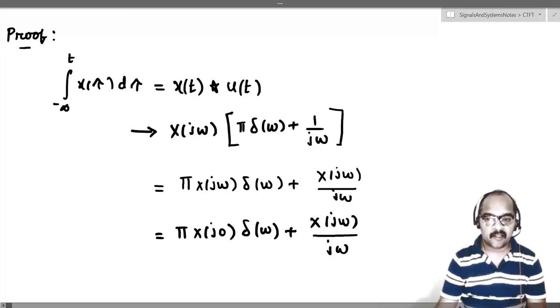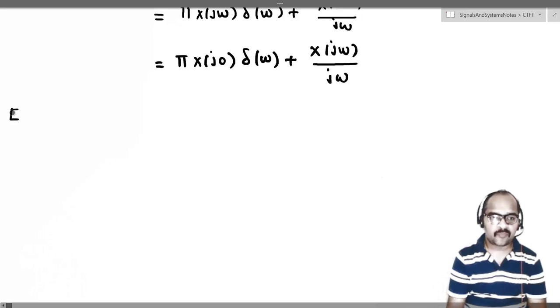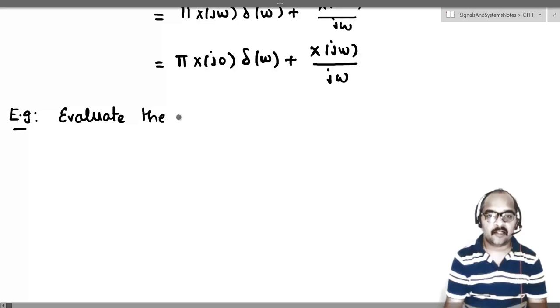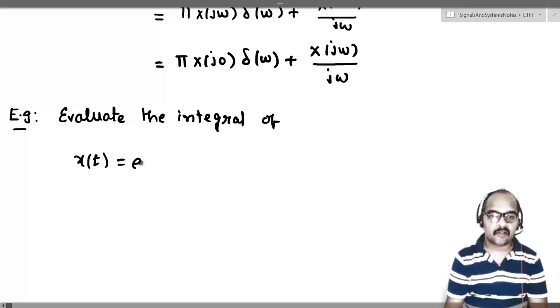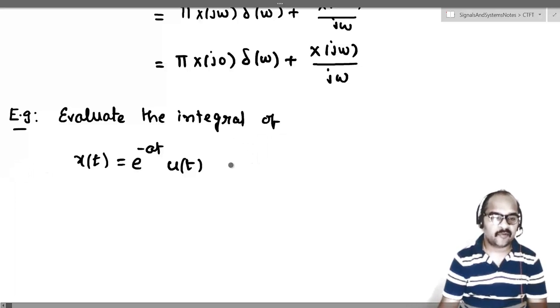Okay, right. So we will take a small example of how we can use this property. The question is to evaluate the integral of the signal x of t equal to e power minus at u of t. Let us call this x of t equal to e power minus at u of t. Okay, that is the question.